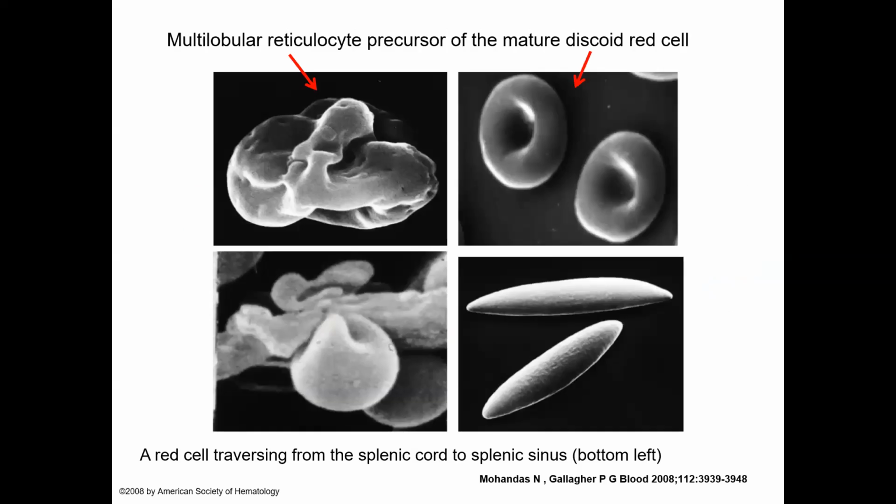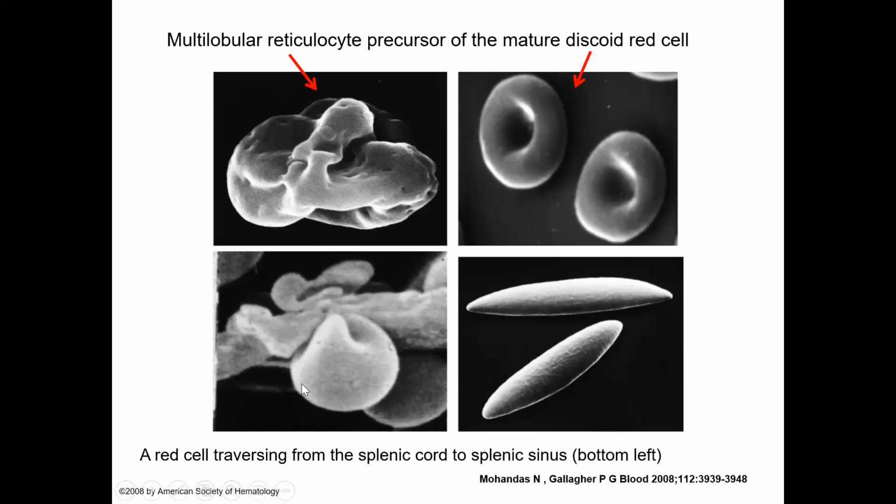So this is just some diagrams. On your right-hand side, you can see at the top, the normal biconcave shape of this red cell. And if you look on the left top, that is a reticulocyte, the immature red cell. So you can see it doesn't have this very biconcave shape. It looks multilobular. Again, this is due to the RNA that may be present within it. And when the RNA is extruded, then it will get this nice biconcave shape.